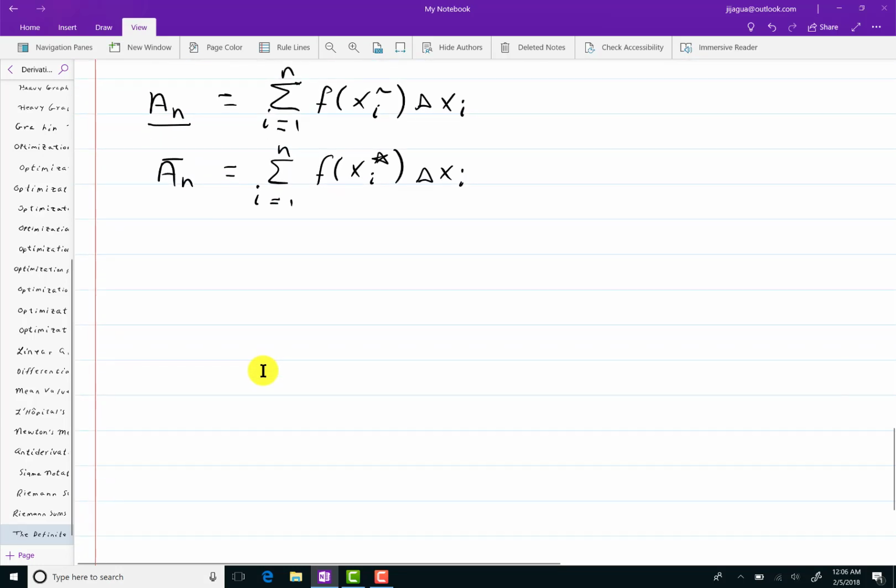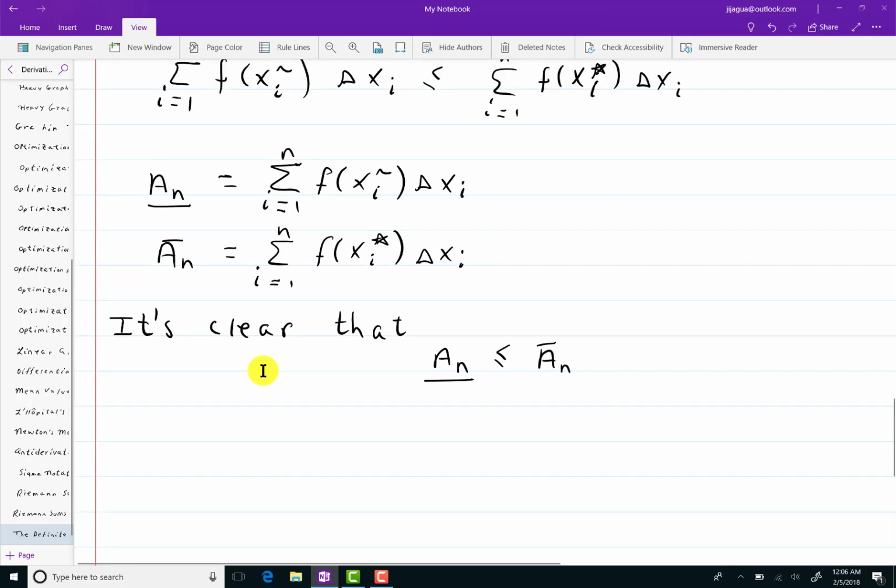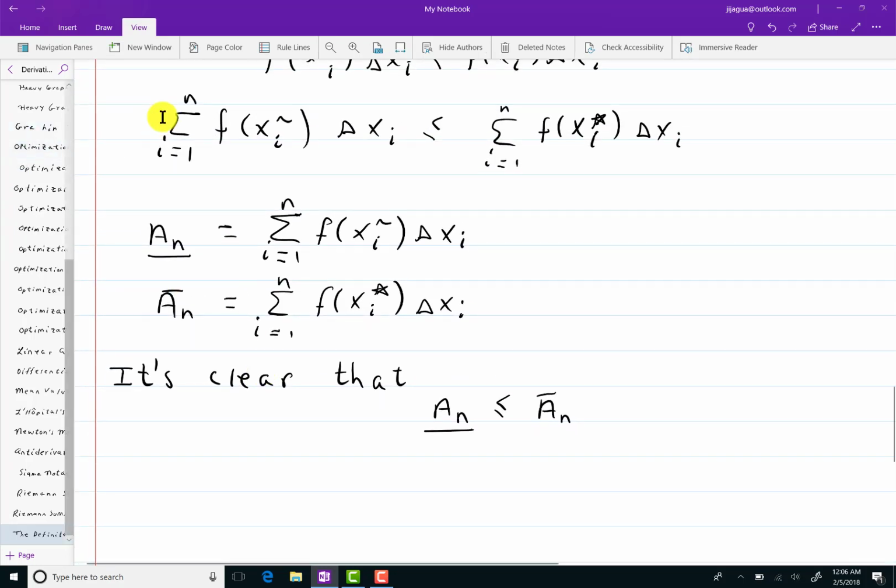And I'm going to consider subtracting them. It should be clear that A sub n with a bar under it is less than or equal to A sub n with a bar over it. That's exactly what I just showed you up here with the sums. A sub n with the bar under it is on the left, and A sub n with the bar over it is on the right up here.